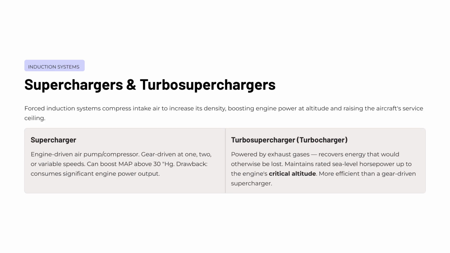The turbo supercharger, commonly called a turbocharger, takes a more efficient approach. Instead of tapping into engine power, it's driven by exhaust gases, energy that would otherwise be expelled and wasted. This makes it significantly more efficient than a gear-driven supercharger. A properly functioning turbocharger can maintain rated sea-level horsepower all the way up to the engine's critical altitude, which is the highest altitude at which the system can still hold full-rated manifold pressure. Understanding the difference between these two systems, particularly how each derives its power and what limitations each carries, is essential for operating turbocharged or supercharged aircraft correctly and safely.